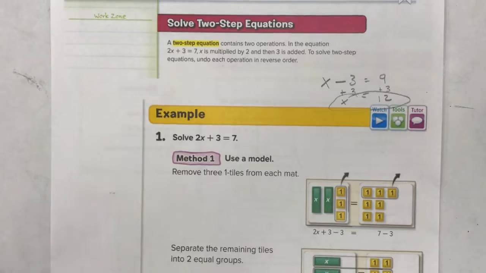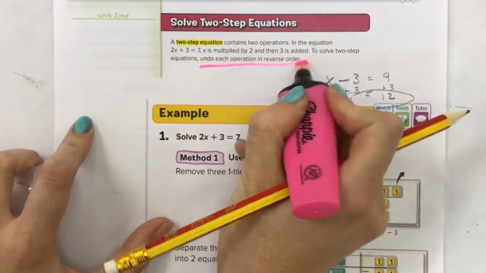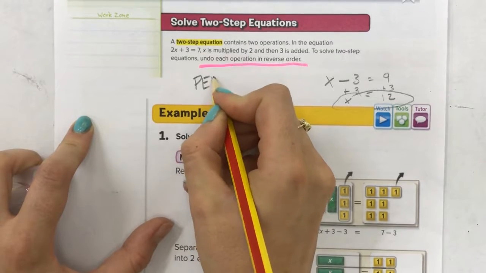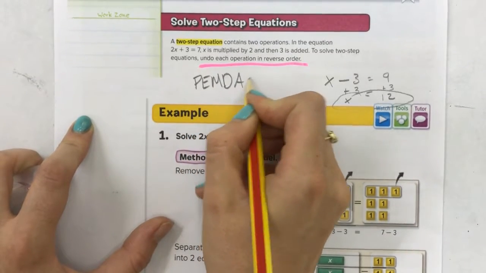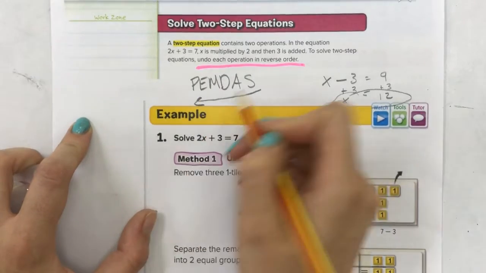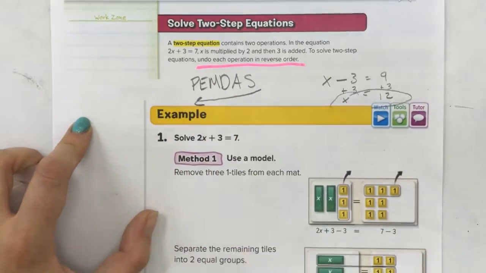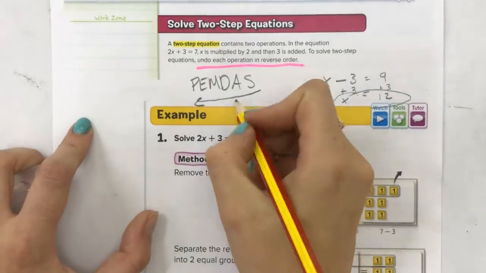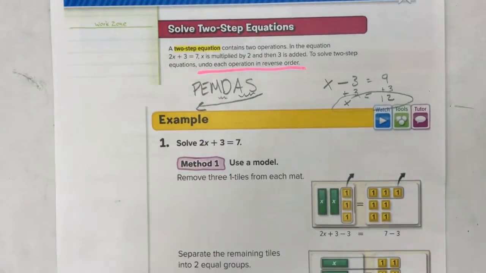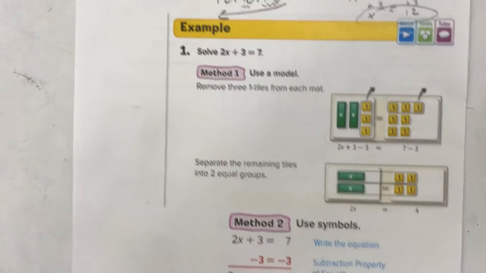Now this is so important. Basically, it's like PEMDAS backwards. When you're solving for an unknown, you go backwards. So you start with addition and subtraction. Then do multiplication and division. So let's look at what that means practically.